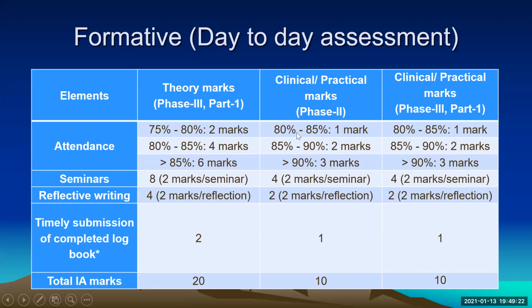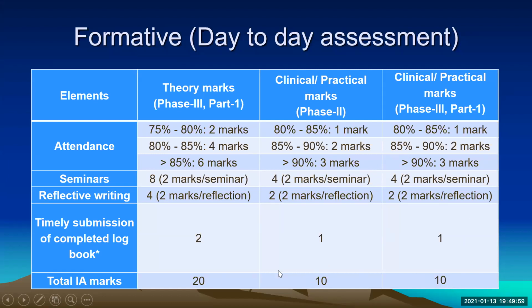Again, for attendance, now here 80% is mandatory in clinical postings. Here 75% for theory, but for practicals it is 80%. So below 80 there is no question of eligibility and giving marks. So from 80 to 85 we can give 1. Similarly 85 to 92 and more than 93. Again, during the clinical posting, he should have presented 2 seminars and 1 reflection in each of the postings. So if we combine all the marks, then it will be 10 for phase 2 clinical posting and 10 for phase 3 part 1 clinical posting.